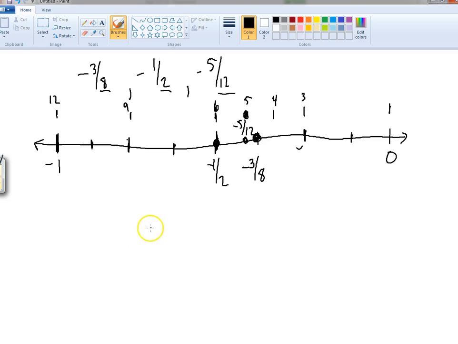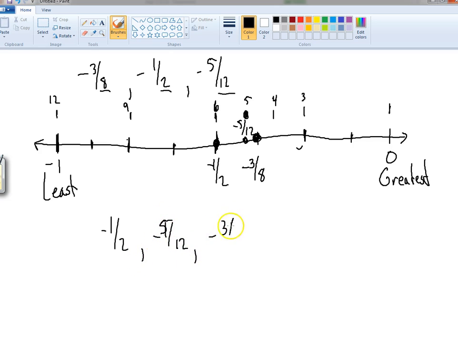So we can see clearly, least is over here, always on the number line, least is farthest left. Even if it's a bigger negative, it's less in our minds, because owing money is way less than having money. If you owe more, you have less. So there's least and there's greatest. From least to greatest, we would have negative 1/2, negative 5/12, and then negative 3/8.